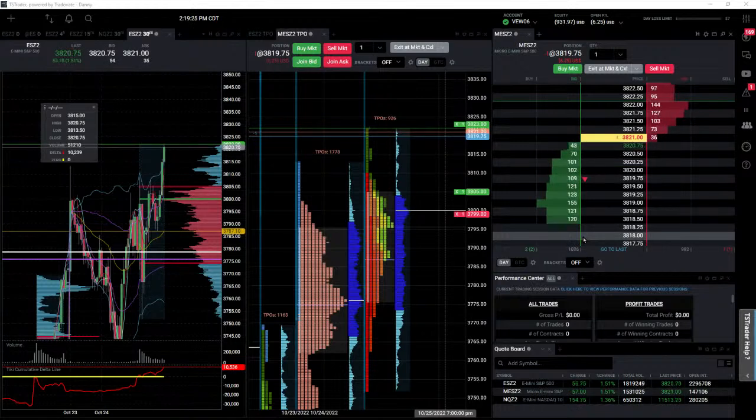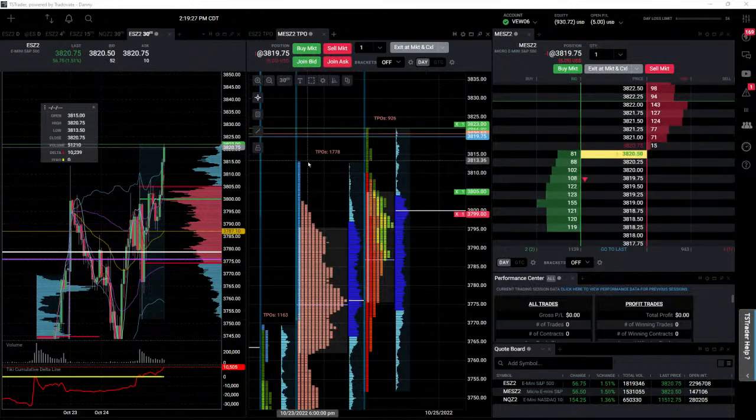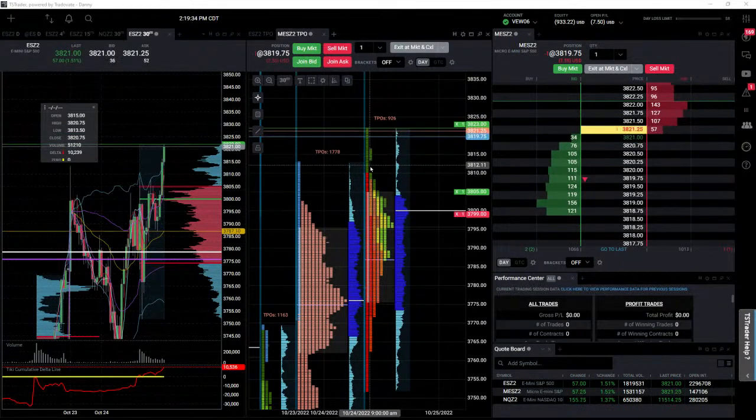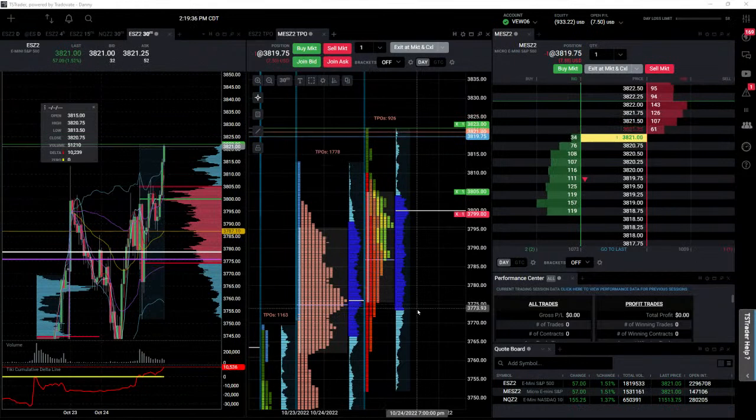We're just not getting the pullbacks. You can't seem to get back inside the overnight range. It's one of my favorites: get outside overnight range, come back inside it, and go.